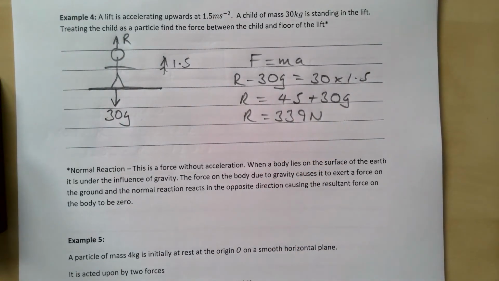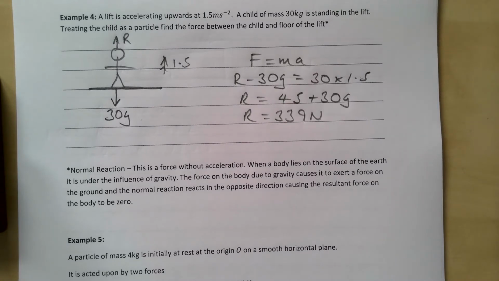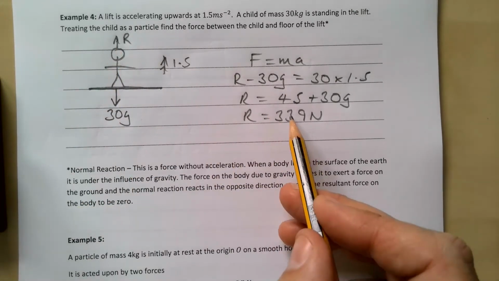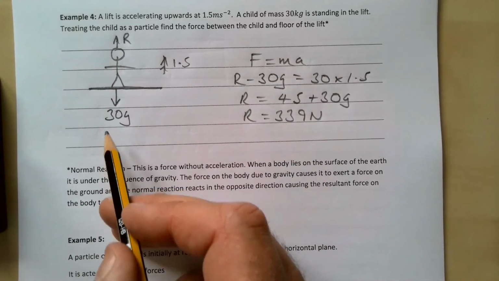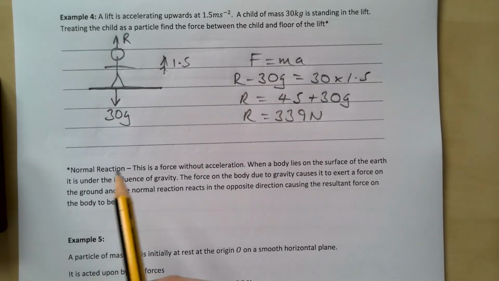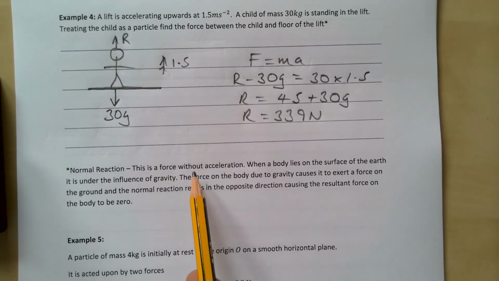Just a wee comment about that before we move on. As you sit in this seat, you can probably feel the weight of your bottom on the seat and the seat holding you in place. In the same way, I'm sure you've all experienced in the lift, whenever it goes up you feel heavier, like you're being pushed down into the floor very slightly, and that's where that R is, that's your normal reaction. The normal reaction needs to be bigger than the 30g acting down, otherwise the child won't go up. So the normal reaction is the force without the acceleration.